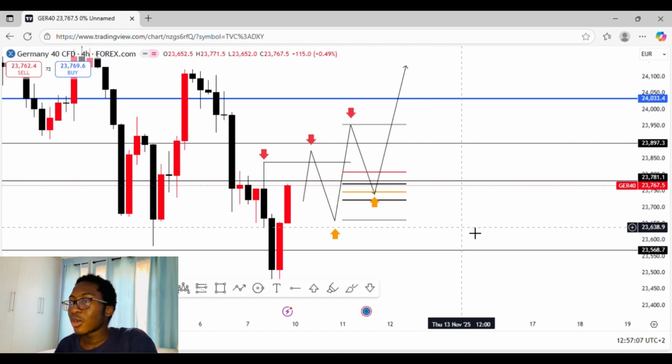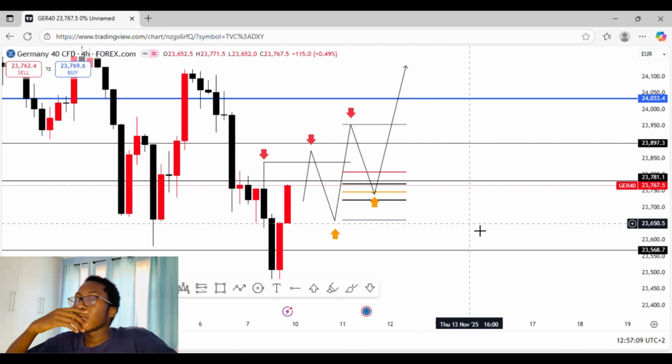Market structure is very important. So this is my breakdown for you. There's a reason why I'm dropping this on a Sunday. I want you to see the power of the strategy.